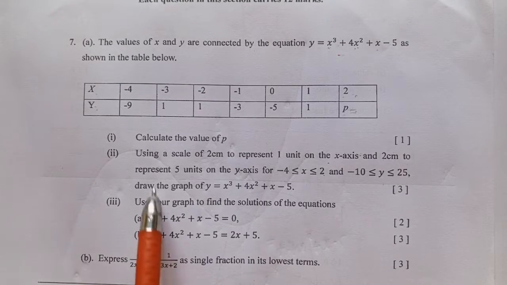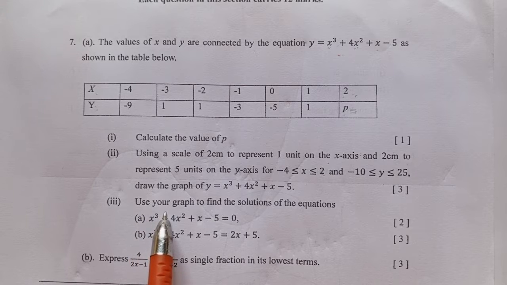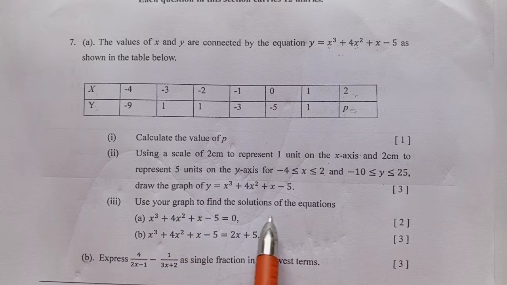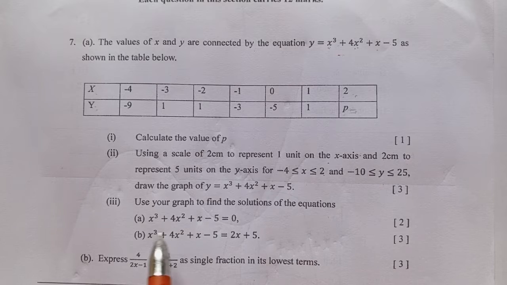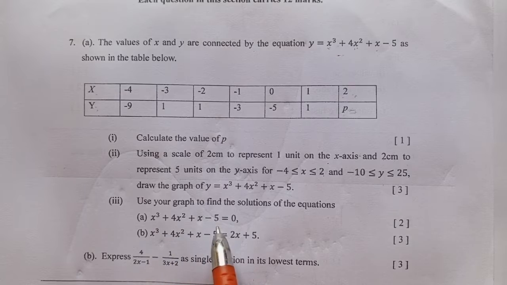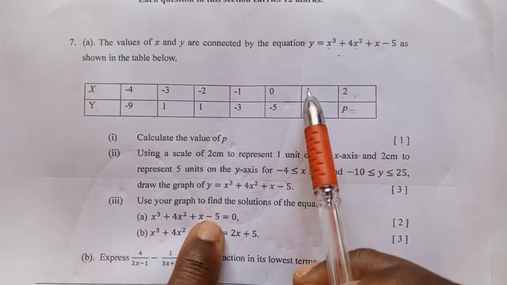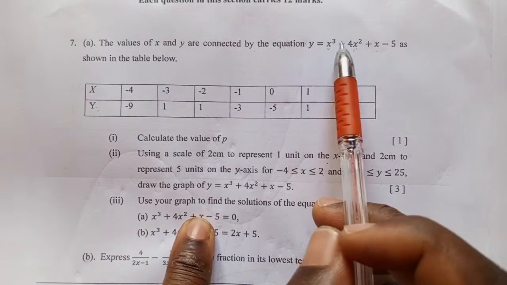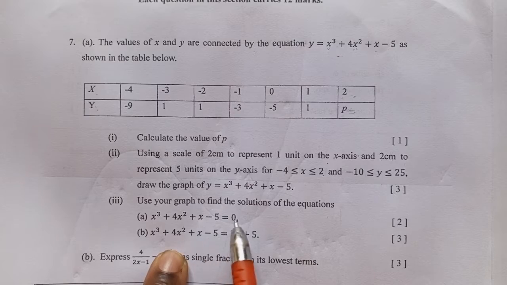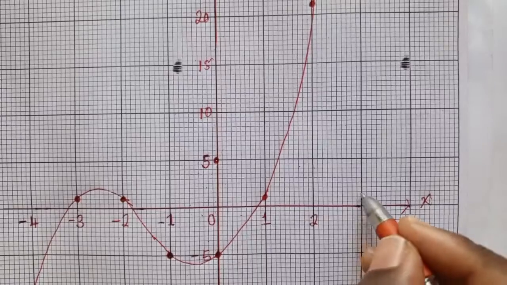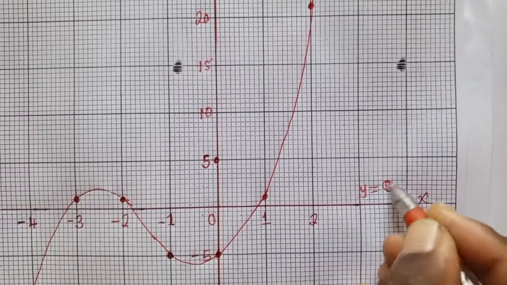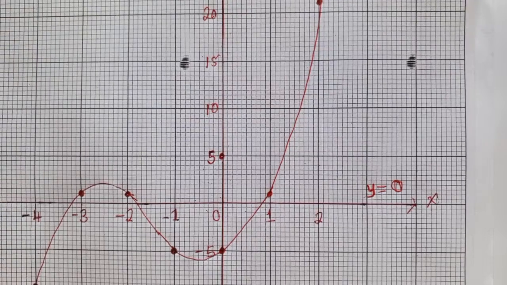So from here, you now go to the next question. The next question says using your graph to find the solutions of the equation. So this is an equation. Now look at this very carefully. All this, we just say this is the y, because they said y is equal to this. So this will be y is equal to 0. So we need to graph y is equal to 0.